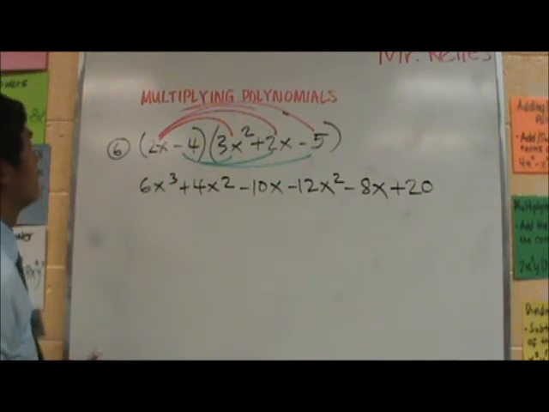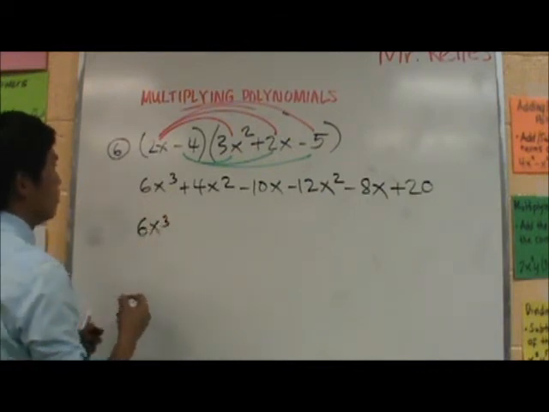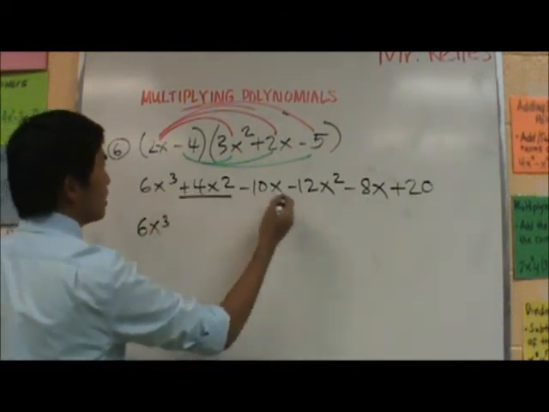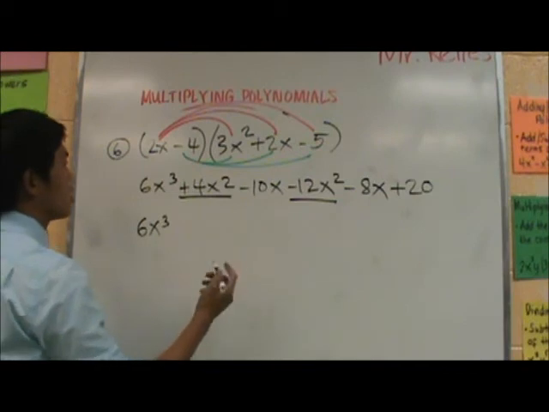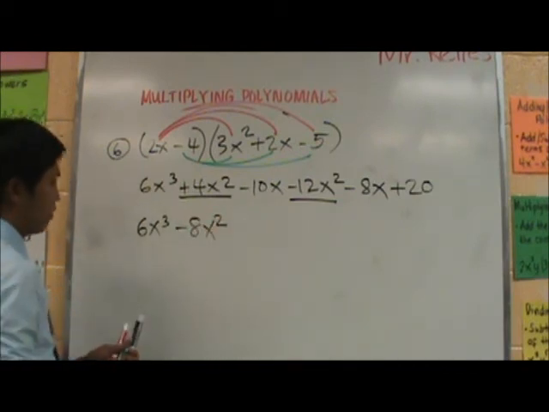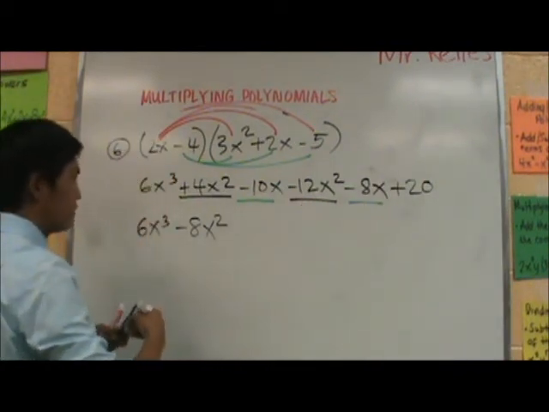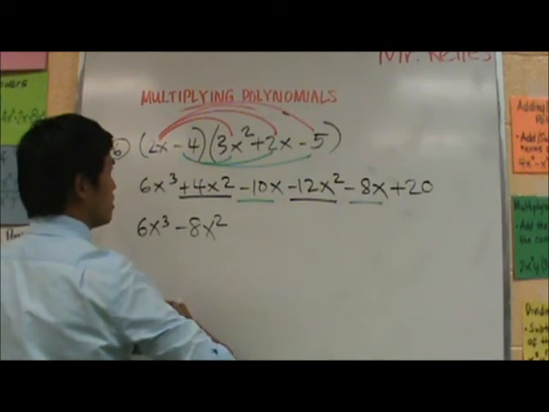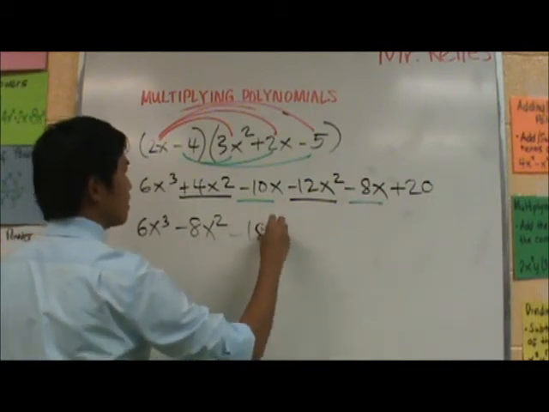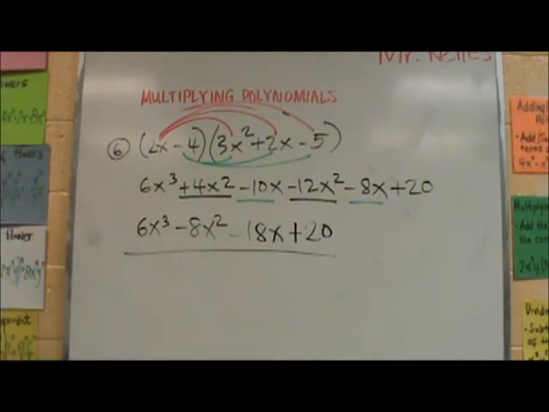Now let's go ahead and combine like terms. We only have one x cubed, so I'm just going to write down 6x cubed. But wait, I've got this and this. So 4 minus 12 is giving me negative 8x squared. And another one, what I noticed, are negative 10x and negative 8x, which is negative 18x. And then plus 20. And this will be the product of the binomial and trinomial.